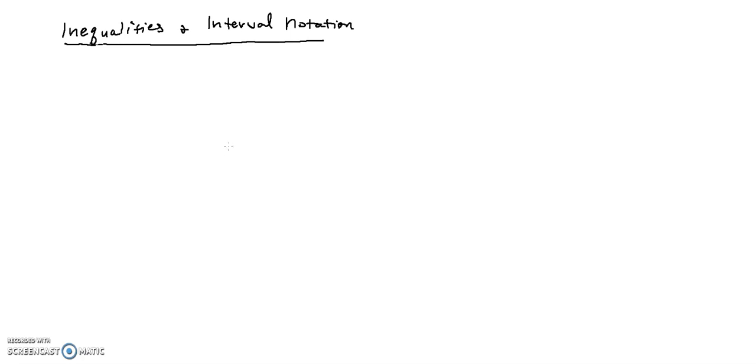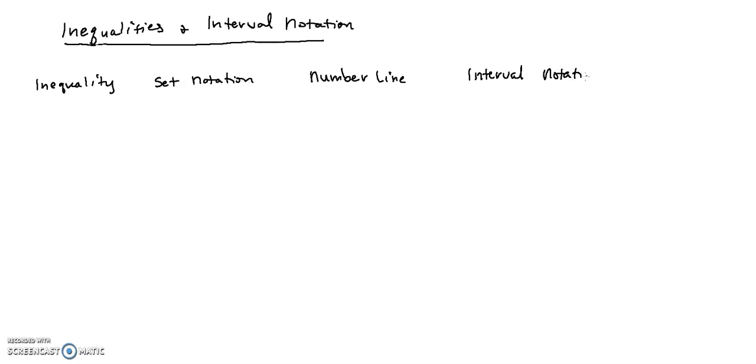All right, let's take a look at some inequalities and interval notation. We're going to compare a simple inequality. We're going to look at the set builder notation. We're going to look at what it means on a number line. And then finally, we're going to write it in interval notation as well. So these are 4 different ways that we can express the same values.